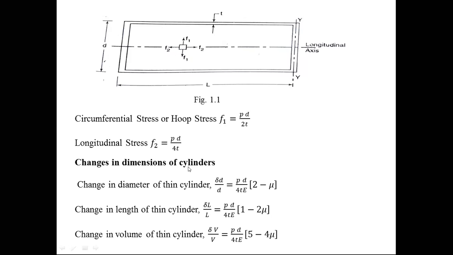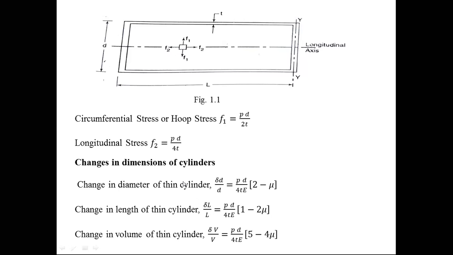And change in dimensions of the cylinders. Now you calculate the change in diameter, delta d by d, when internal fluid pressure is applied to thin cylinders, not thick. So delta d by d is F1 by E minus mu times F2 by E. I will not show the derivation here; already you studied it in simple stress and strain in mechanics of solids. Then you get this equation: PD by 4TE times (2 minus mu).